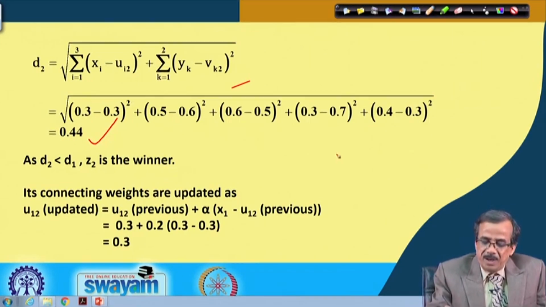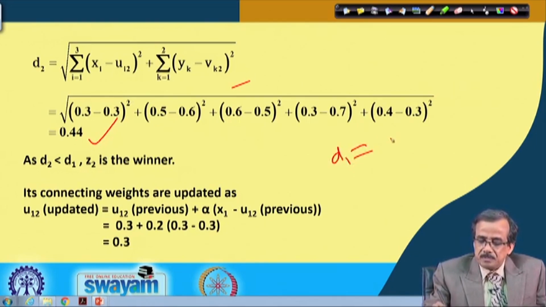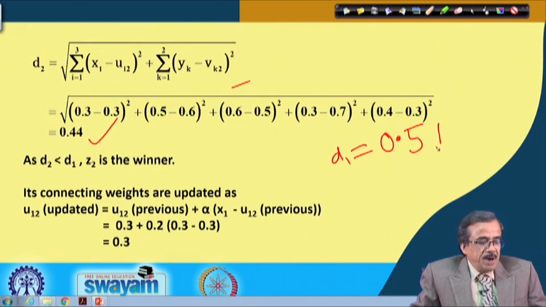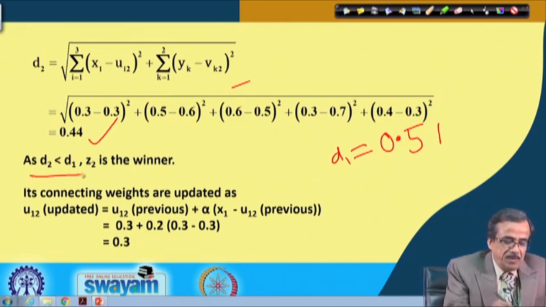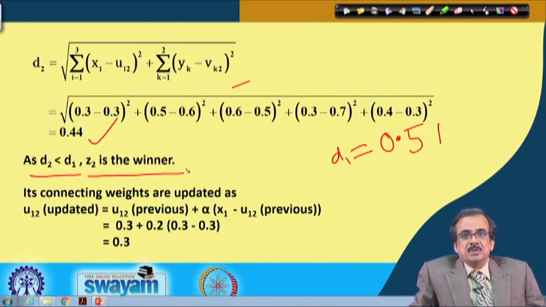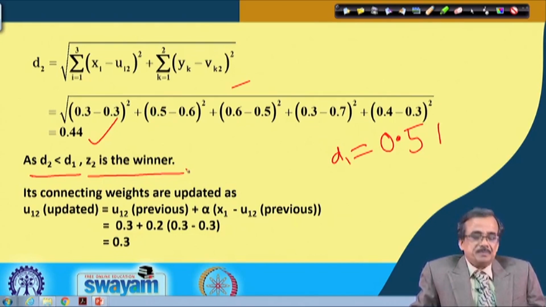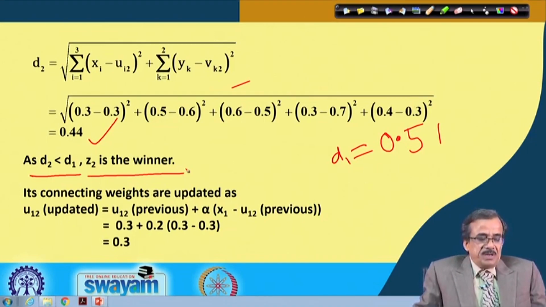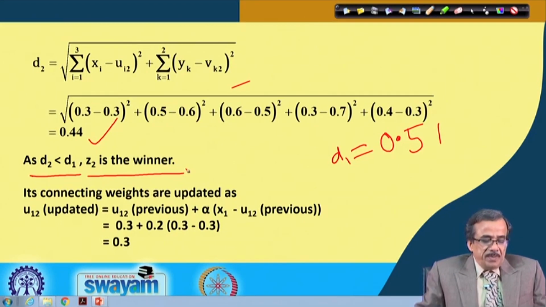Now, if you remember d1 was 0.51, and if I compare this particular d1 and d2, d2 is found to be less compared to d1. So, Z2 is the winner. Through this competition Z2 has been declared as winner. Now, once we have got this particular winner, we are in a position to update the connecting weights.